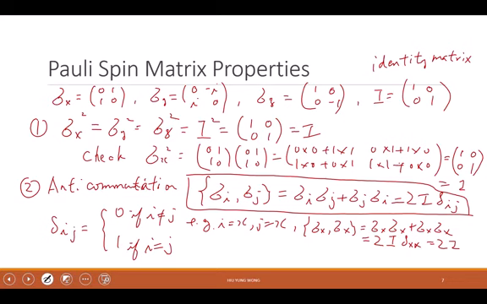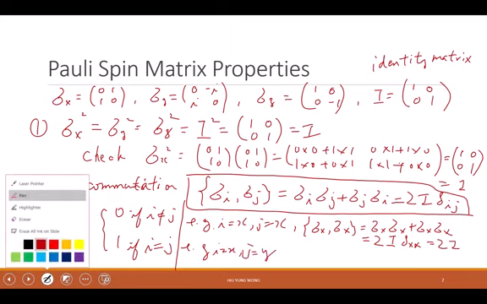Okay. Now, what if they are not the same? Another example. When i equals x, j, let's say, equals y, for example.